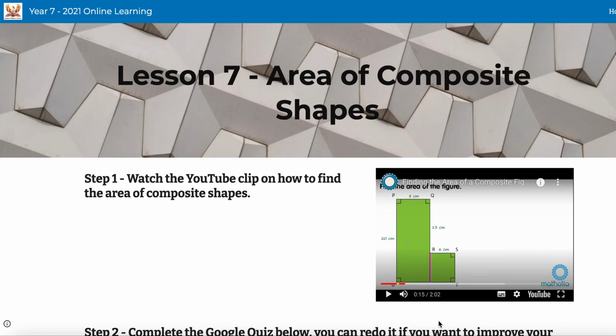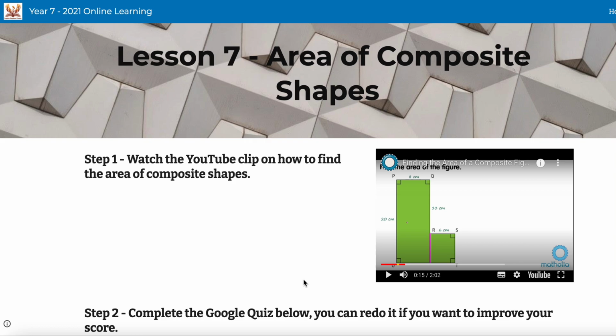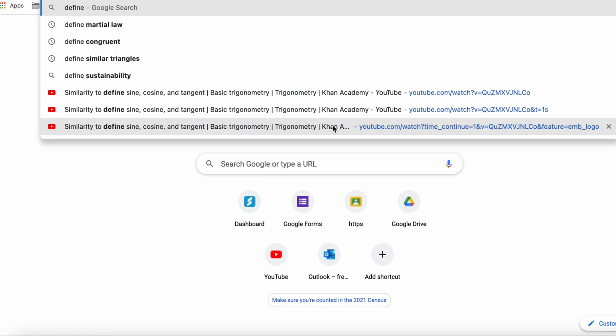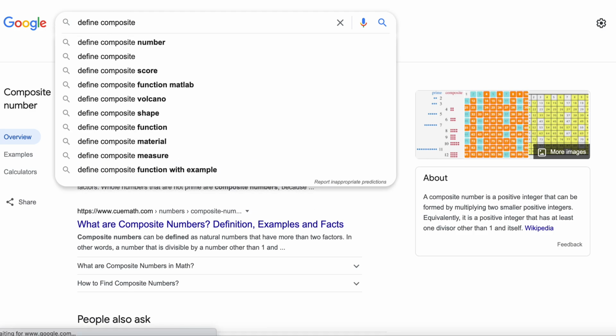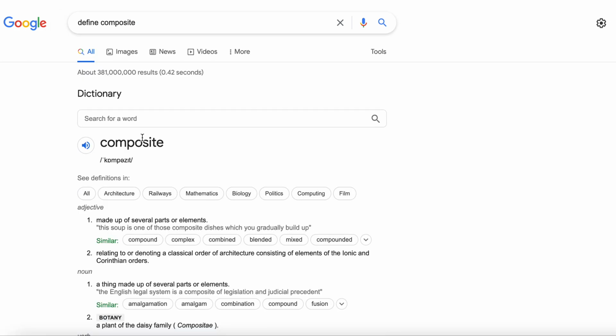Lesson 7, area of composite shapes. Okay, so a composite shape is a shape that's made up of other shapes. Let's look up the definition of composite. Not number, just composite. Composite means that it's made up of several parts or elements. So it's made up of other parts, different parts. So in this case, it's made up of other shapes.